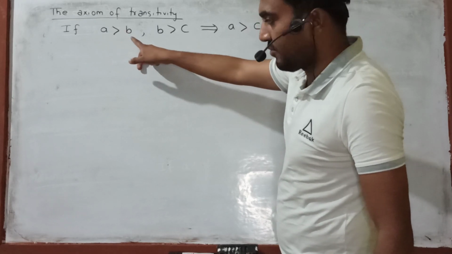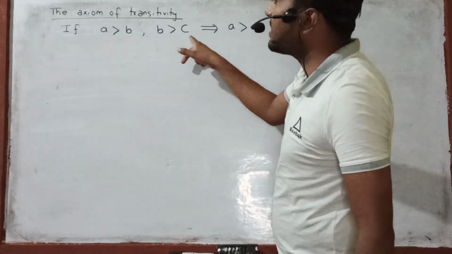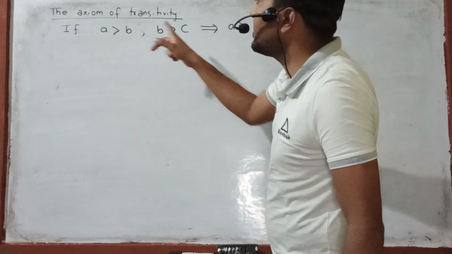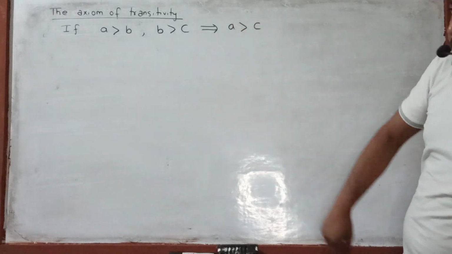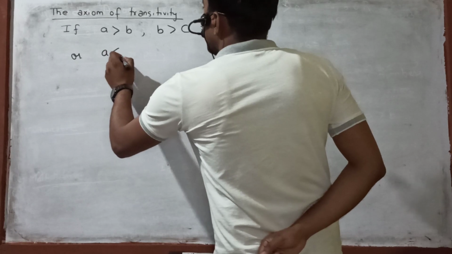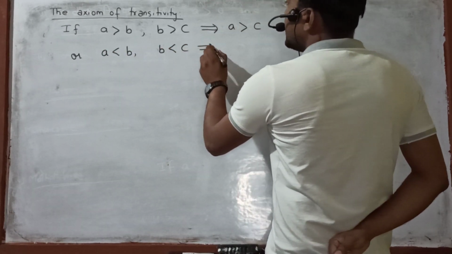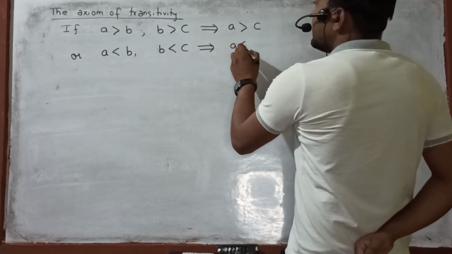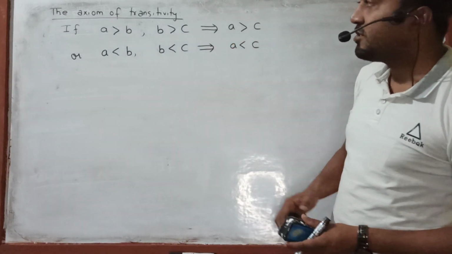5 is greater than 4, and take the value of c, suppose 2. So 4 is greater than 2. So obviously 5 will be greater than 2. It is called the axiom of transitivity. We may take its opposite also: if a is less than b, and b is less than c, then this will imply that a is less than c. So this axiom is called the axiom of transitivity.